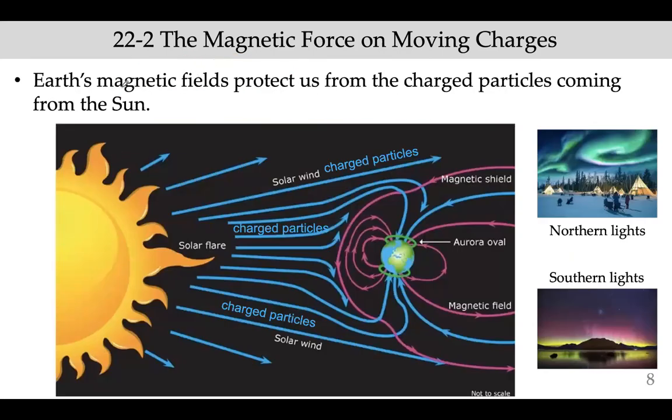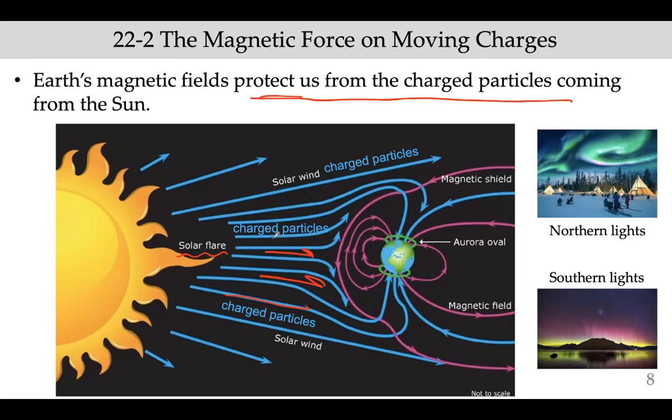Now, Earth's magnetic field, so we talked about it. Earth has its own magnetic field. The field lines go out from the South Pole and they go in the North Pole. And those fields protect us from the charged particles coming from the sun. So when a solar flare happens, it's a kind of explosion, and charged particles from the sun approach Earth. So they go in this direction.